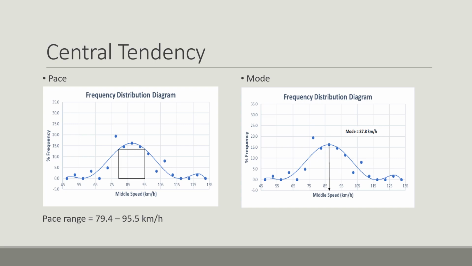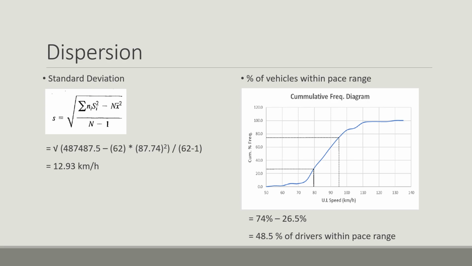Then we found the mode. It is defined as the single value of speed that is most likely to occur, and it is the peak of the probability distribution curve as shown. We found the mode to be 87.8 km per hour. After that, we found the dispersion parameters, and they are standard deviation and percentage of vehicles within the base range.